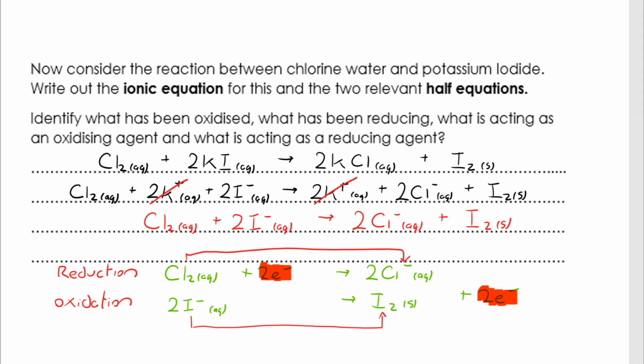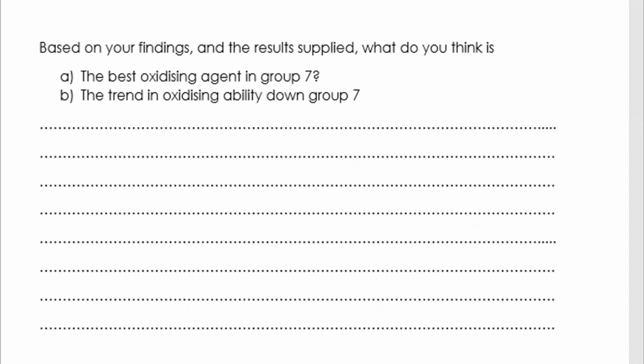So we're going to carry on thinking about this. There's a question that I would like you to consider. What's the best oxidizing agent in group 7, and what's the trend in oxidizing ability as you go down group 7? Try it, pause, and then move on.